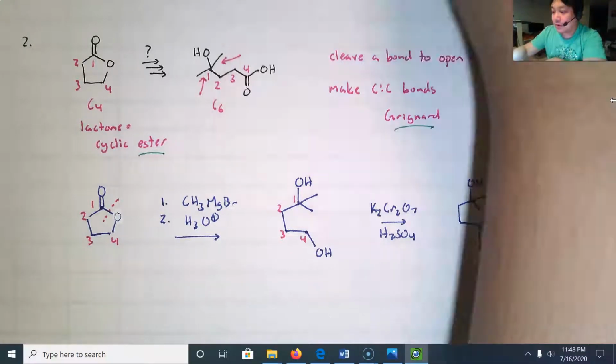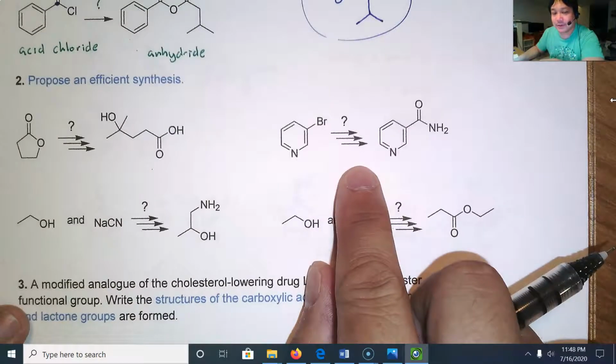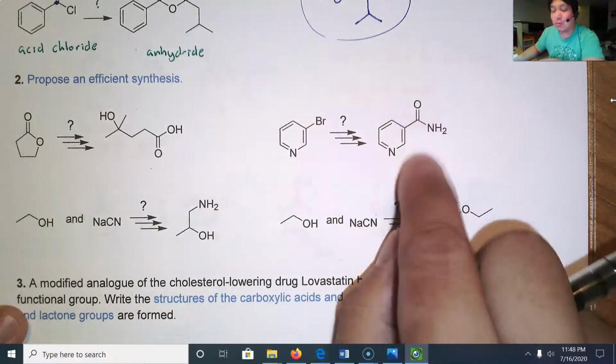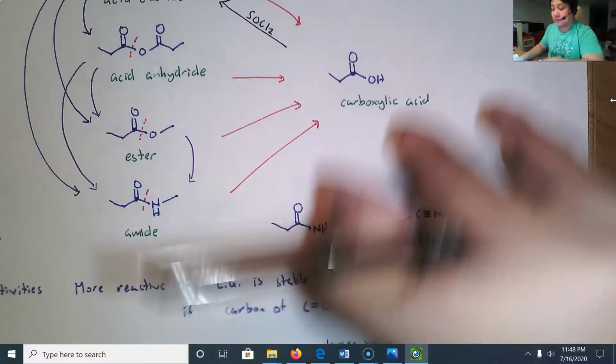Let me show you the next one. This one right here. This one might be a little bit easier. Our analysis is we made a what? We made an amide. So again, think back to this ski slope.